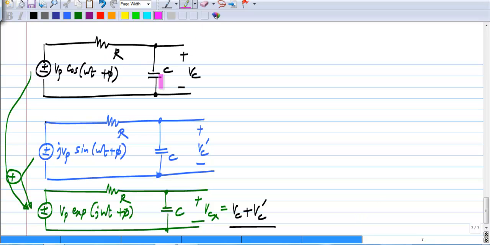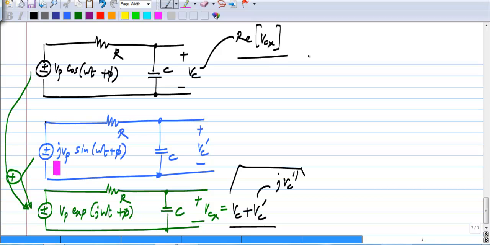Now everywhere we have only real coefficients, real r's and real c's. The only place where j, square root of minus 1, appears is over there. So in this Vcx, we'll have Vc, which is purely real, and Vc prime, which is purely imaginary. Vc prime will be j times some Vc double prime. And the answer we want to find is Vc, and that can be easily found as the real part of Vcx.